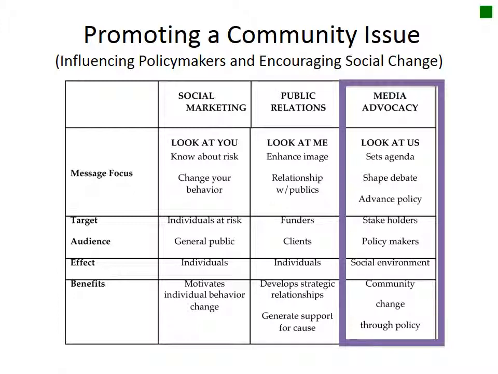And you can see what would be the message within each section. You can see the target audience, and then the effect or outcome, and then the benefits. So for most community public health planning, it should go through some kind of media advocacy that is very strong on grassroots campaigning and development. So the message that they're trying to set forth is, look at us, here's our agenda, here are the issues at hand, and here are the policies that we think are needed or need to be changed.